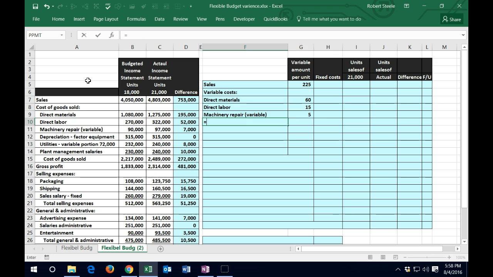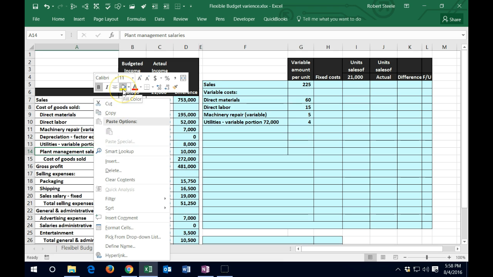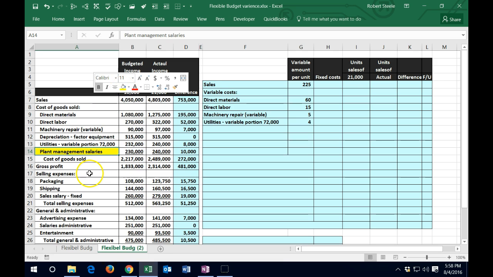And then the utilities, that's that funny one that's mixed. And it has a 72,000 variable portion of the 232,000 total. So we're going to say this equals the 72,000 divided by this 18,000. That's 4 per unit. Then the plant management fees are not variable. I'm going to make it yellow. And then we're going to skip down here to the selling expenses because these are subtotals, obviously.